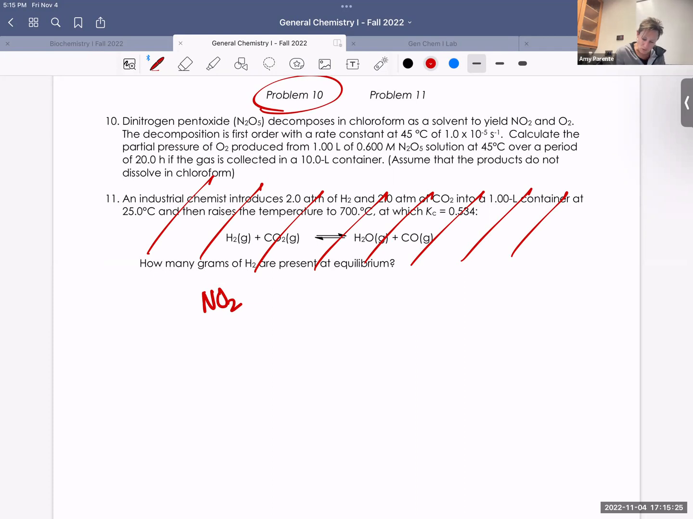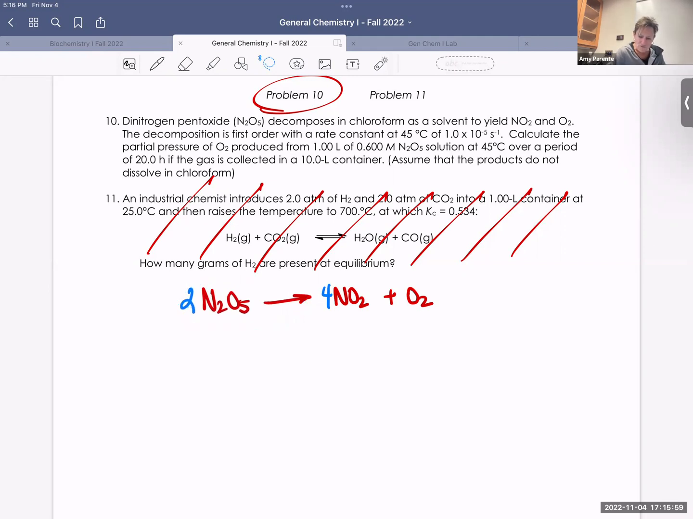So dinitrogen pentoxide, and I didn't even write the right thing here. I'm speaking and saying N2O5 decomposes in chloroform as a solvent. So we don't need to worry about that. It's just telling us it has to be in a solution to generate NO2 and O2. And just writing this, we can see that it is not a balanced chemical equation. If you go through and figure out what you need to balance it, you're going to get a 2 and a 4 there. So that's what we're going to have to balance this chemical equation.